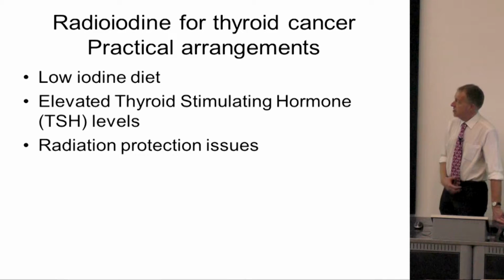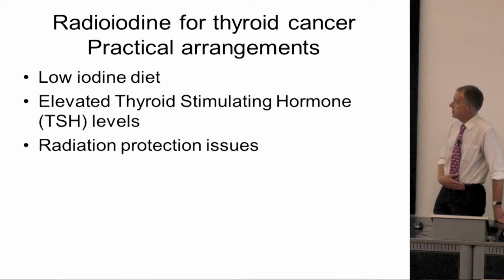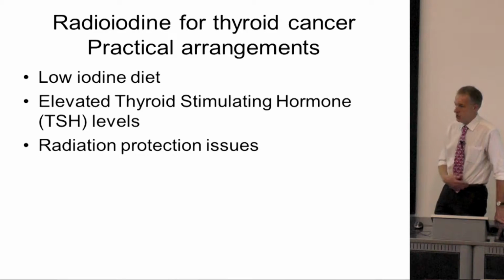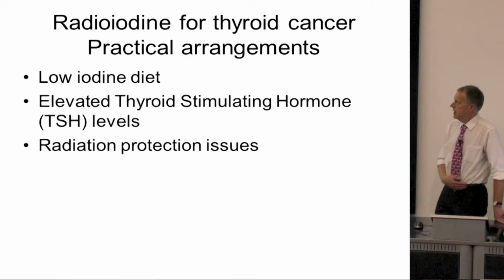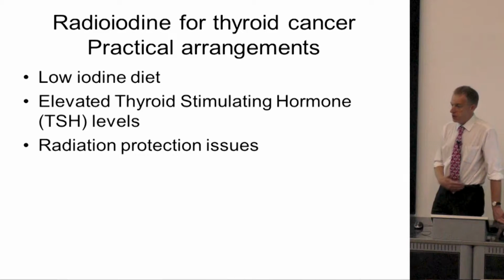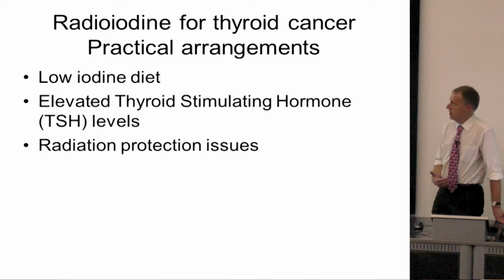So before patients have their radioiodine treatment, there are a few practical arrangements that we need to sort out. We've already talked about the counselling about radiation protection issues after the treatment, but there are some other things they need to do to prepare for the treatment to make sure it works as well as possible. One thing is we have to ask the patients to observe a low iodine diet for 2 weeks before they come in, because if you eat a lot of dietary iodine, that competes against the radioactive iodine and can stop it working as well as you'd like.